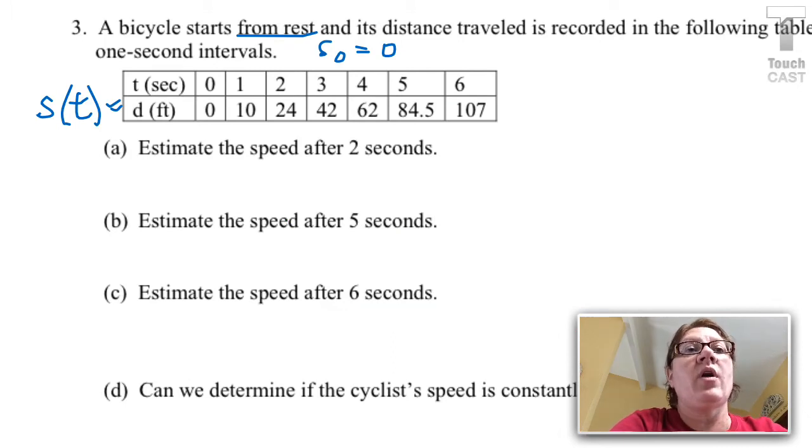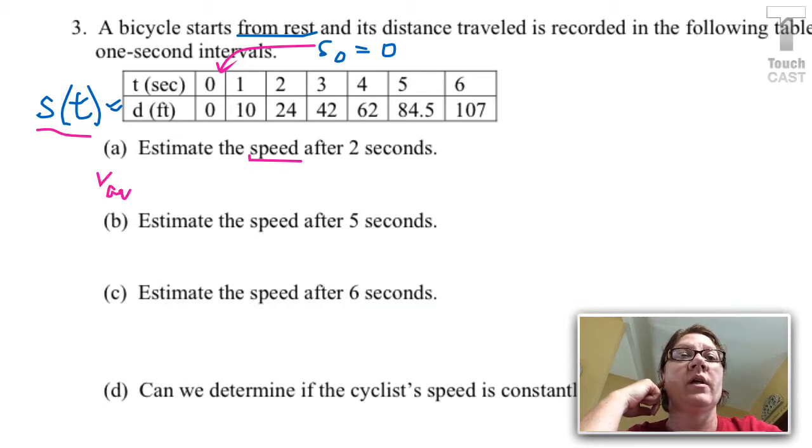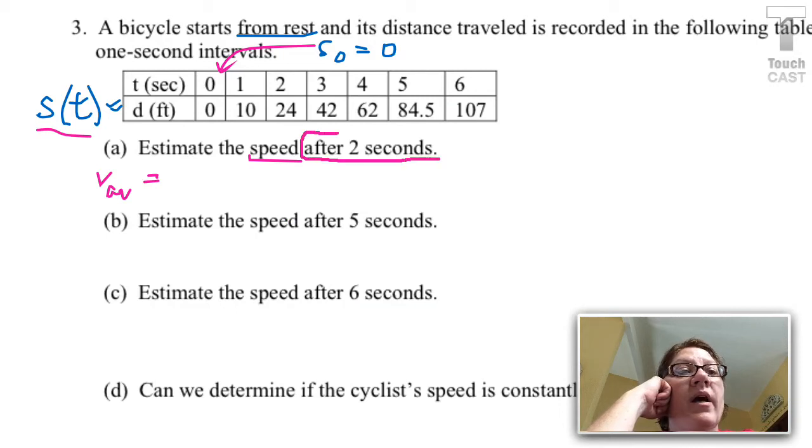Okay, so on this next word problem, we're starting a bicycle from rest, so s of 0 is 0. Notice that this distance is really position. And so we want to know the speed, but in order to get speed, I need to know velocity. And since I have a bunch of points, I would be looking at v average. So now after 2 seconds, in order to get the best average velocity, we're going to look at what's happening before and what's happening after, if we have that information.